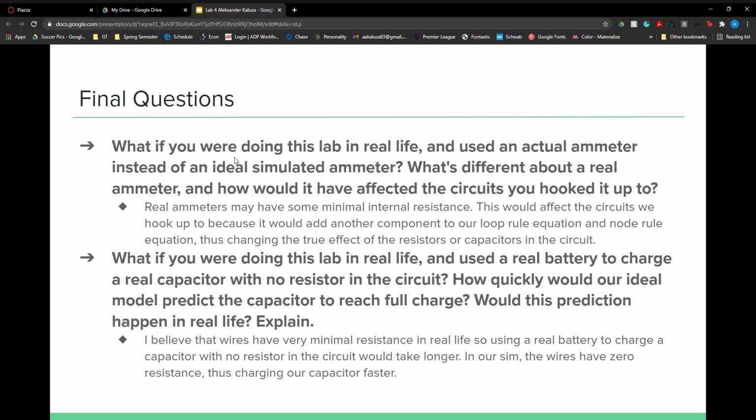And if we were using a real battery to charge a real capacitor with no resistor in the circuit, how quickly would our ideal model predict the capacitor to reach full charge? Would this prediction happen in real life? In real life, it would not happen as quickly. It would probably take a little bit longer because wires do have very minimal resistance, which would delay the charging of the capacitor a little bit. In our sim, the wires have zero resistance, thus charging our capacitor faster.